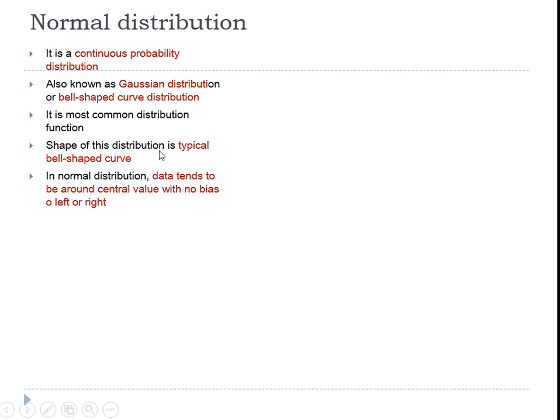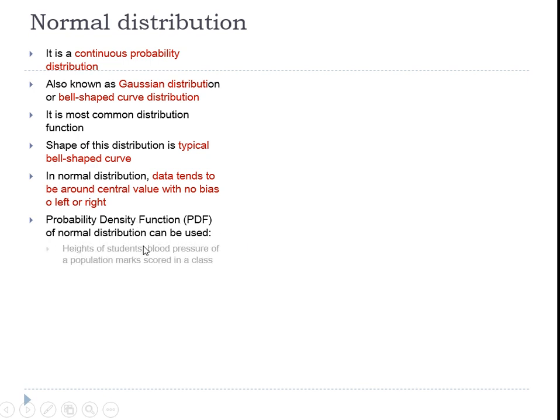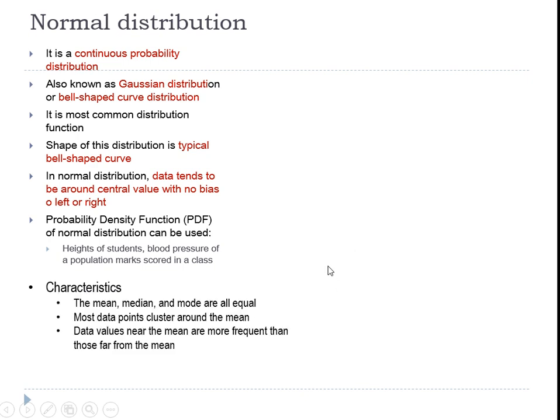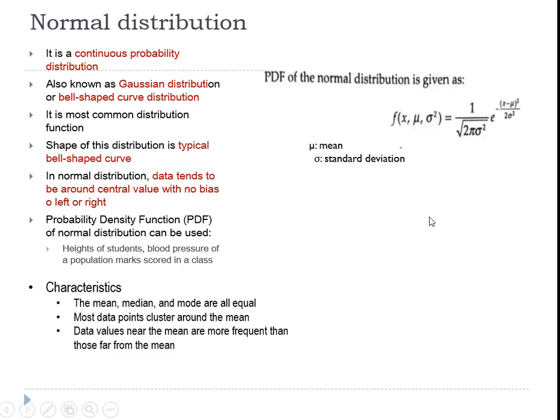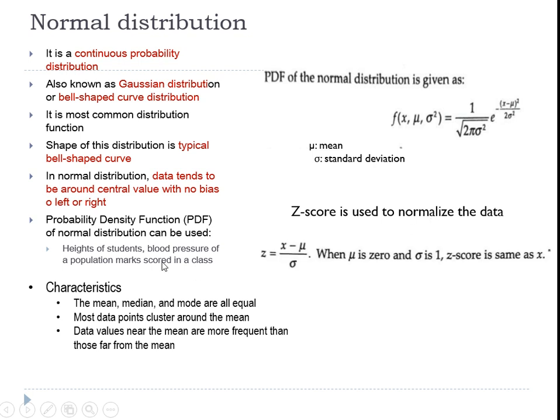The shape of the normal distribution is a typical bell-shaped curve. So what does it mean? Since it is a bell shape, the data tends to be around the central value, and there is no bias towards the left or the right. That's about normal distribution. Now, as I discussed just now, the PDF, that is the probability density function, for a normal distribution, how can it be used? This is how the probability density function will be.